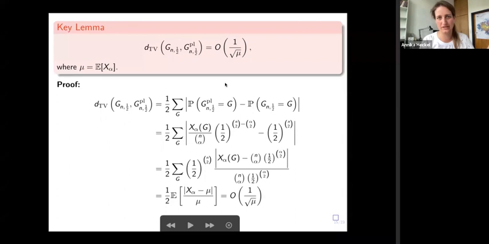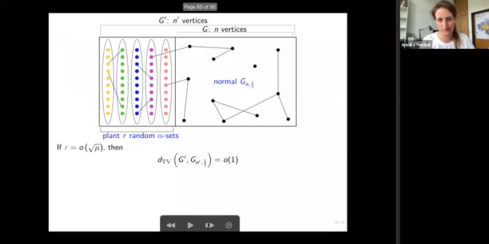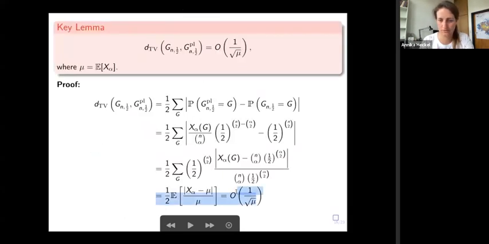And now hopefully it becomes plausible that if we repeat this less than root mu times, and each time the total variation distance is of order 1/root mu, then after at most root mu steps, the total variation distance between the normal G(n', 1/2) and this G' where we've planted our independent sets of size alpha is still little o(1), because little o of root mu times we add up this term here.